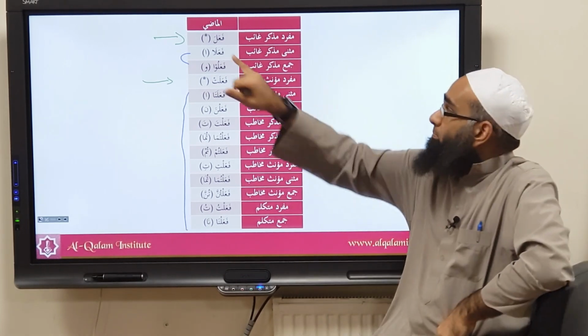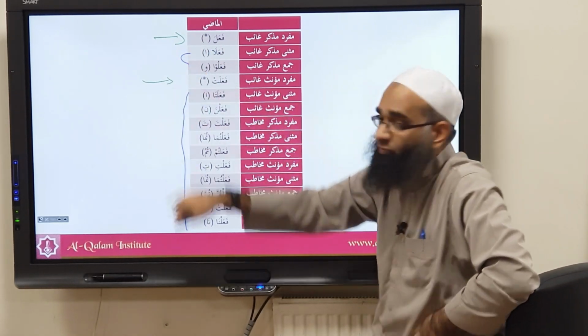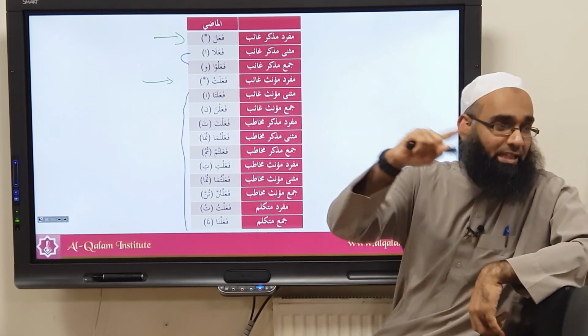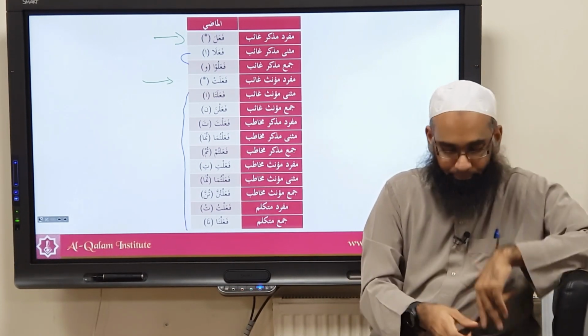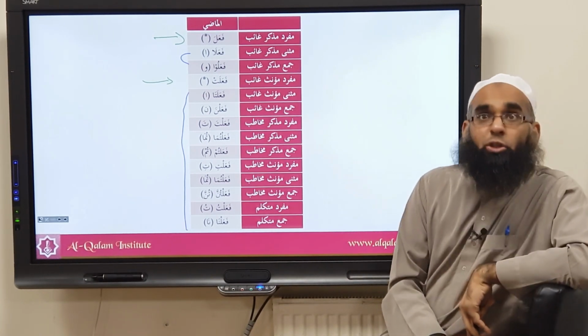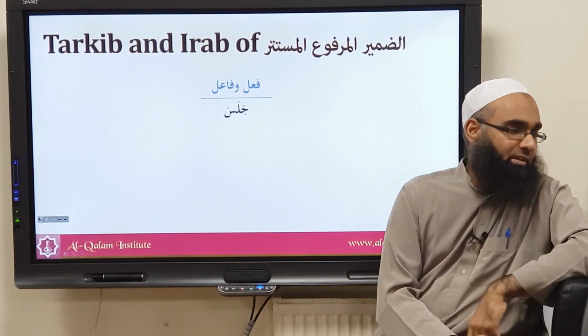And it can either be mustatir, like fa'ala and fa'alat, or it can be bariz like the rest. No. It's only maadhi. We do the mudhari and amr later on. You understand? So how do you do tarkib of this?